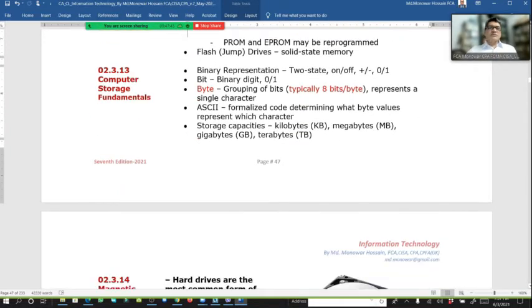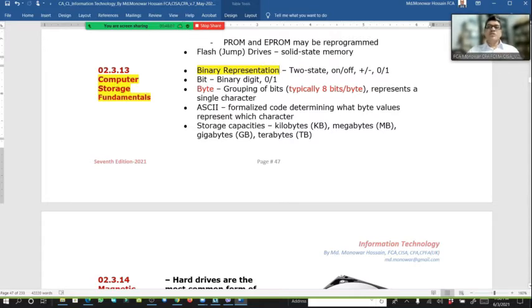And computer storage fundamentals. This is the vital thing for us, and from this word we will get a huge number of objective questions in your next exam, inshallah. So binary representation. What do you mean by binary representation?